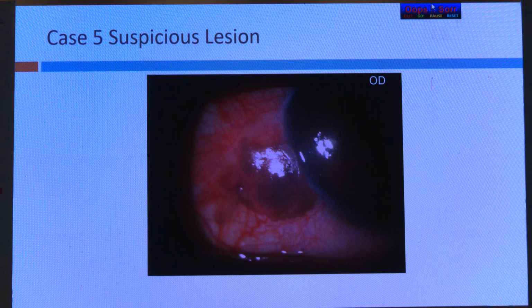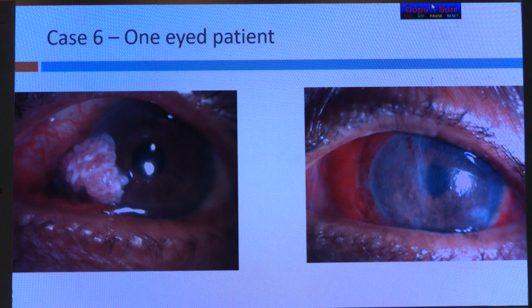Now for lesions like this that are suspicious, pigmented lesions, where impression cytology is not giving you a confirmatory diagnosis, in such cases also you would like to go for excision as a part of biopsy to confirm your diagnosis rather than jumping directly to chemotherapy.